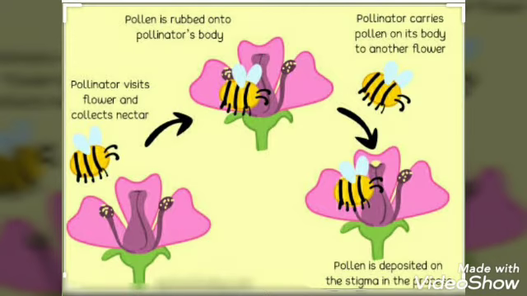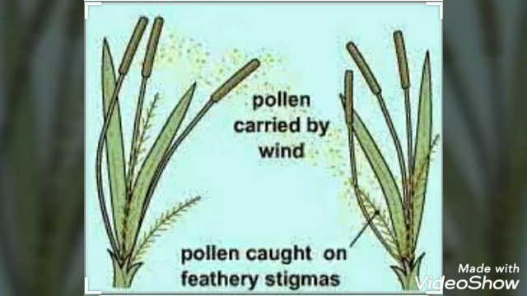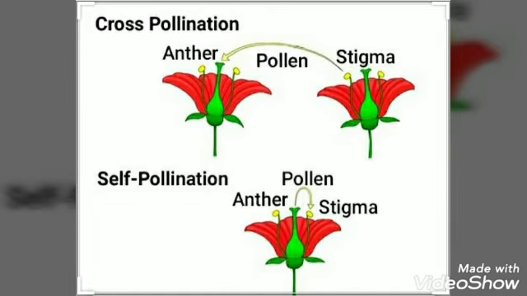In this way, the insects transfer the pollen grains from the anther of one flower in one plant to the stigma of a flower in another plant. The blowing of wind also carries pollen grains from one flower to another flower and helps in pollination. Now, pollination can occur in two ways: self-pollination and cross-pollination.